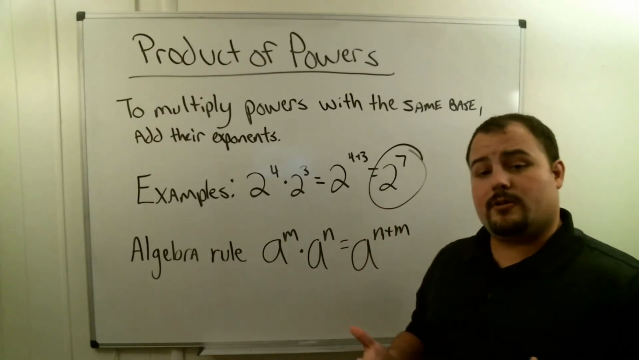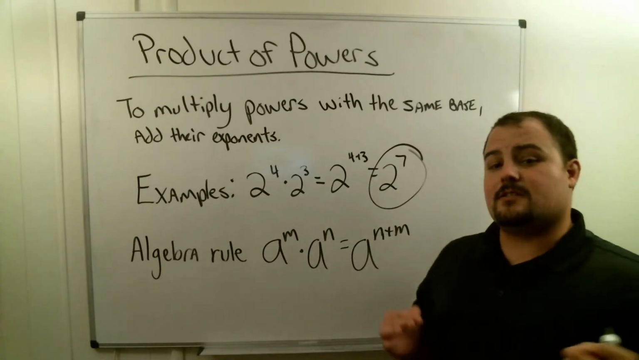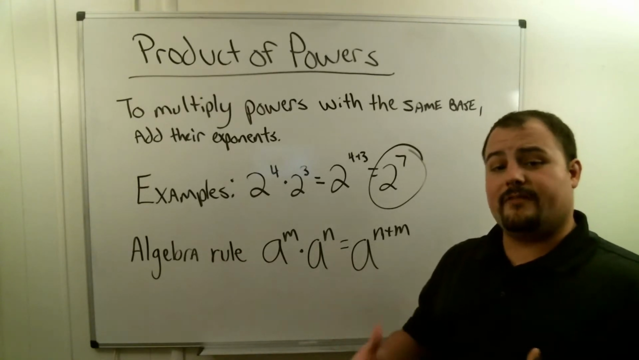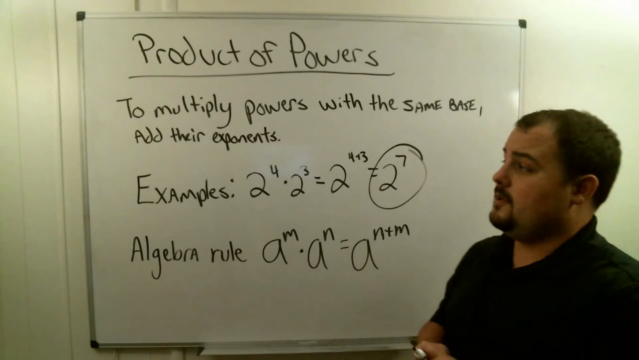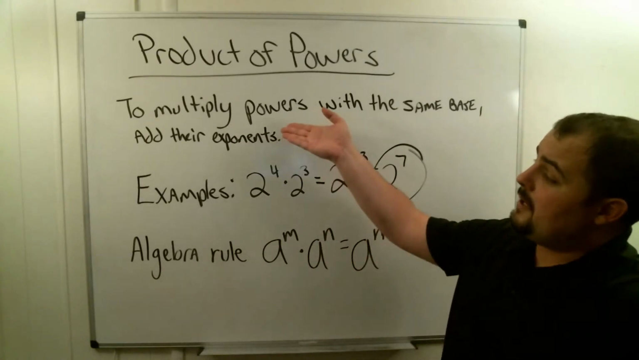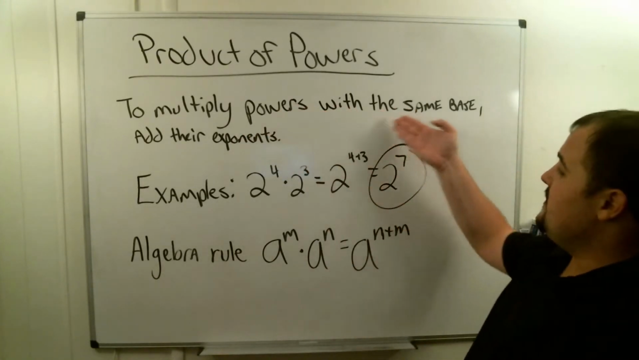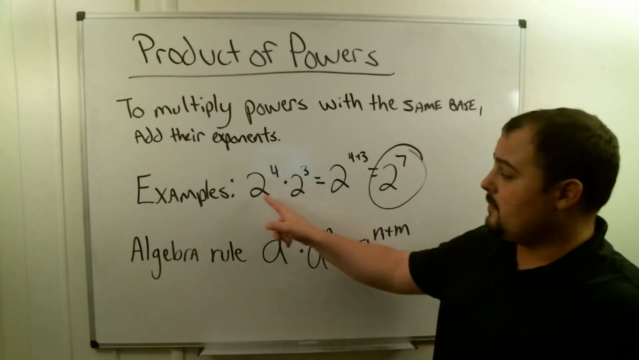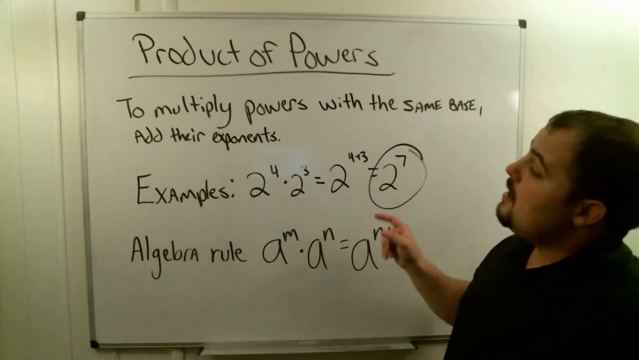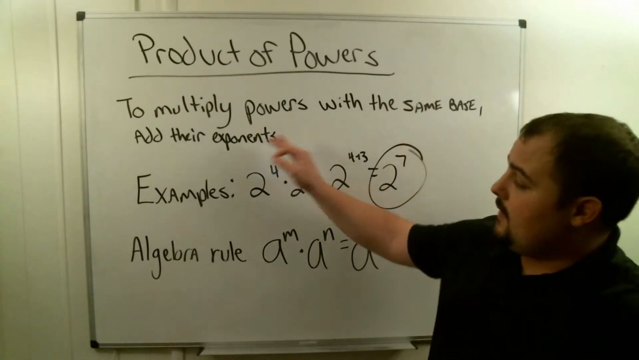What product of powers is how we multiply two numbers that have exponents as long as they're the same. So, product of powers says to multiply powers with the same base. That means that the numbers that we see are the same. We're going to add their exponents.